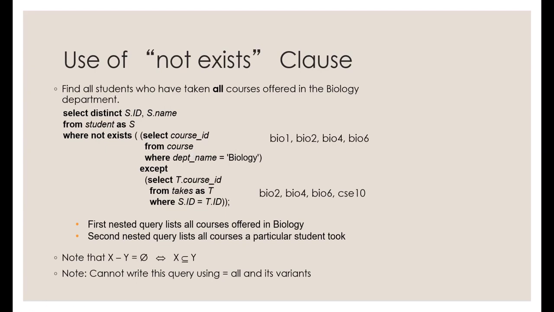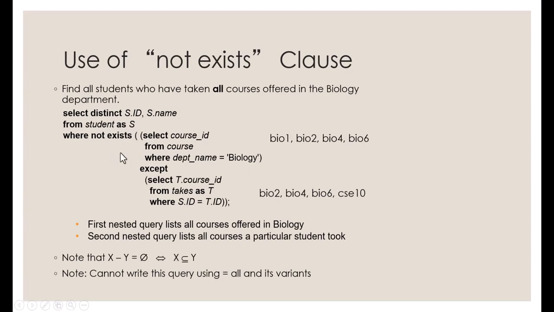So just to explain how this works, let's say there were 4 biology courses offered, Bio 1, 2, 4, and 6. This first one will be returning these course IDs. And let's say this particular student has taken Bio 2, 4, 6, and CSC 10, right? What except does is take this and subtract the difference. Bio 1 is not here, so we leave that. Bio 2 they have taken, Bio 4, Bio 6 they have taken. So we're subtracting these 3, and Bio 1 will be returned, right? So this whole thing will return a single value, Bio 1.